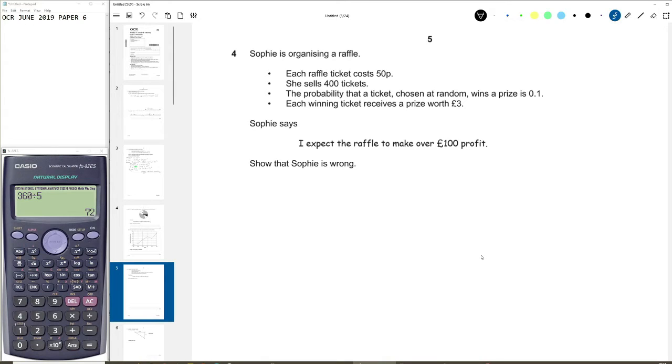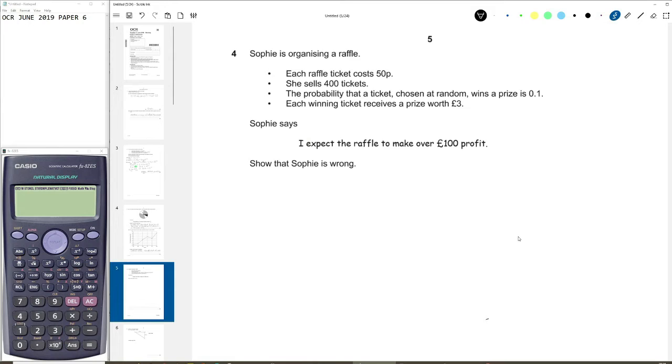Question 4. Sophie is organising a raffle. Each raffle ticket costs 50p. She sells 400 tickets. The probability that a ticket chosen at random wins a prize is 0.1. Each winning ticket receives a prize worth £3. Sophie says, I expect the raffle to make over £100 profit. Show that Sophie is wrong.